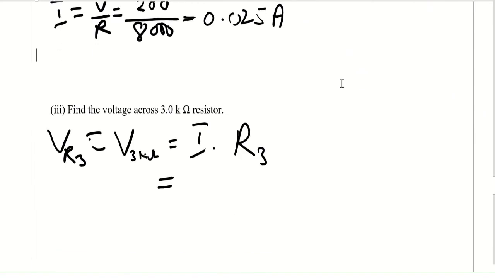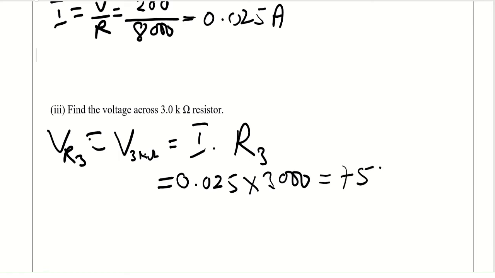So I will take the value from there, 0.025, and the value of R3 is 3 kilo ohm. So I will take 3000 ohm. In ohm I have to take, not in kilo ohm. After the calculation, 0.025 multiplied by 3000, the voltage is 75 volt. So this is 75 volt across the 3 kilo ohm resistor.